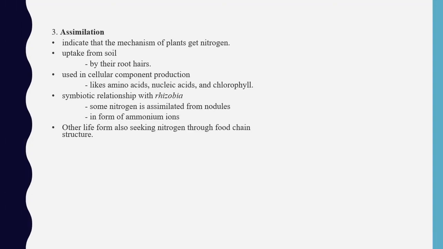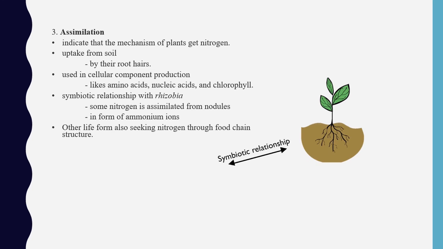Third, assimilation. This stage indicates the mechanisms by which plants get nitrogen. Plants can obtain nitrates from soil by their root hairs. Eventually, it is used in cellular component production like amino acids, nucleic acids, and chlorophylls. Some plants have a symbiotic relation with Rhizobium. Some nitrogen is assimilated in the form of ammonium ions directly from the nodules. Other life forms also seek nitrogen through the food chain structure.